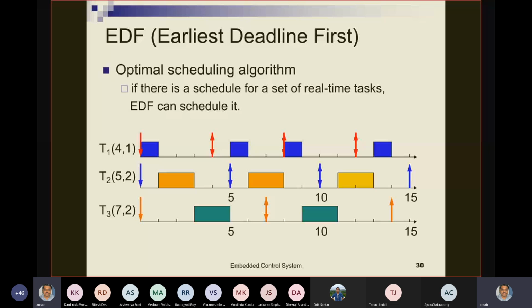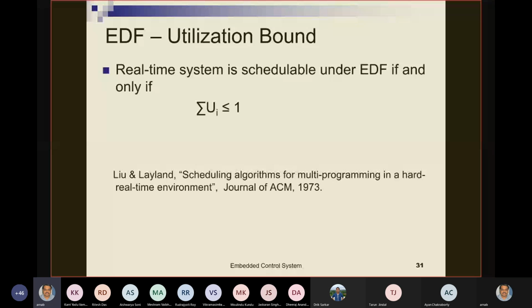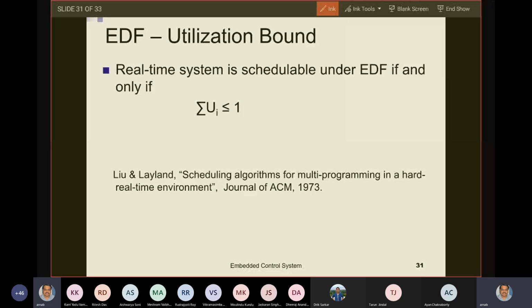This is an optimal scheduling algorithm, at least because it allows the full capacity of a processor to be utilized. The utilization bound you got for RMA was that complicated thing, n into 2 to the power 1 by n minus 1. Here, you're saying that if summation Ui is less than or equal to 1, you will be able to schedule a task set using EDF, and this is the maximum that is possible because the capacity of the processor is 1.